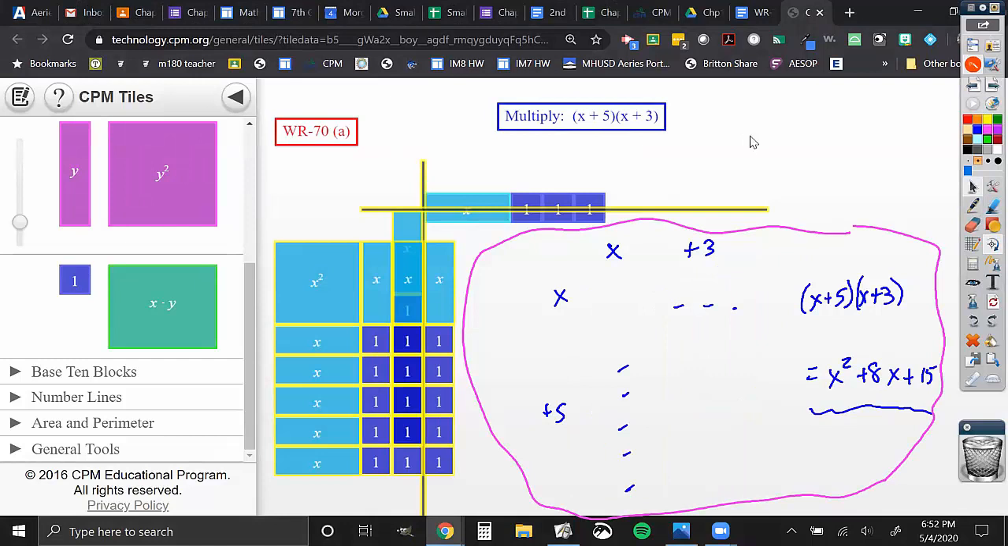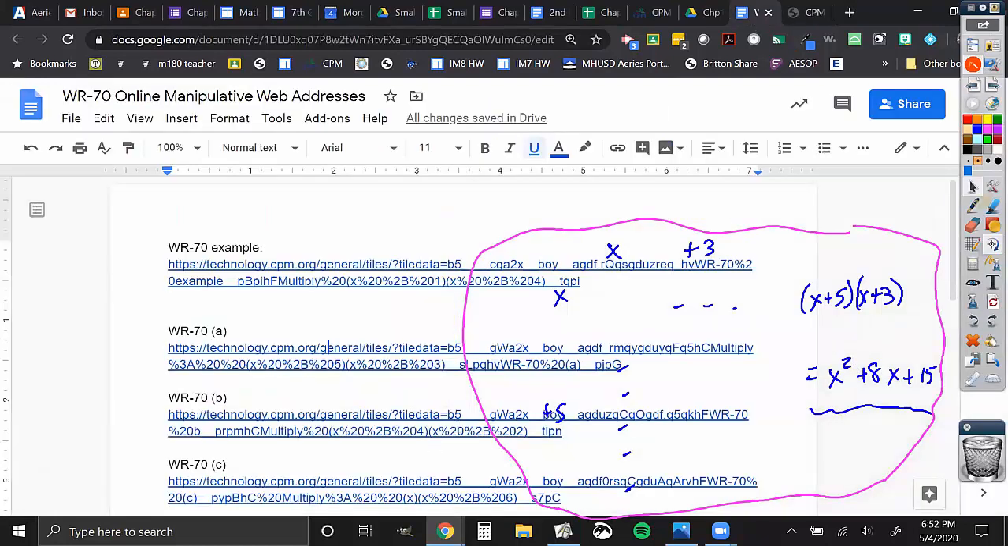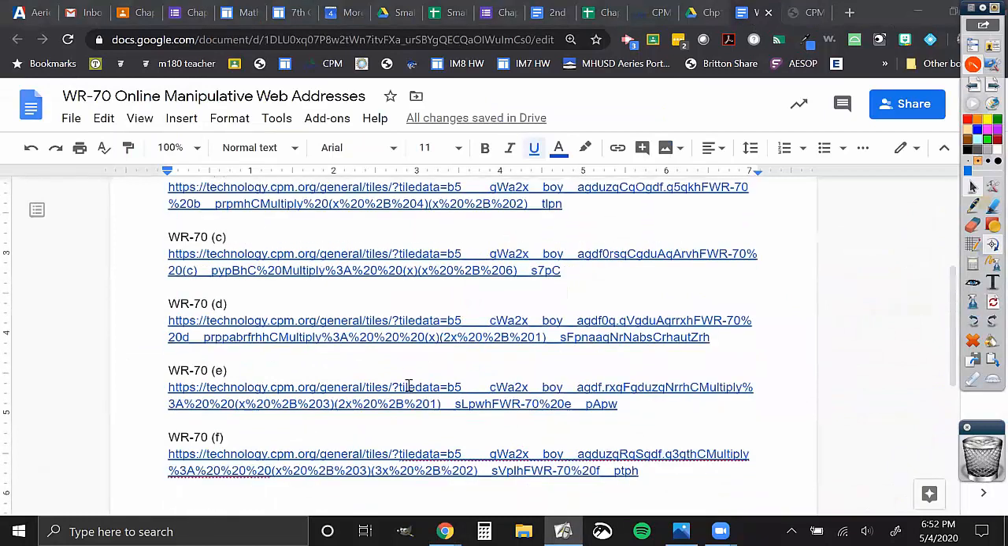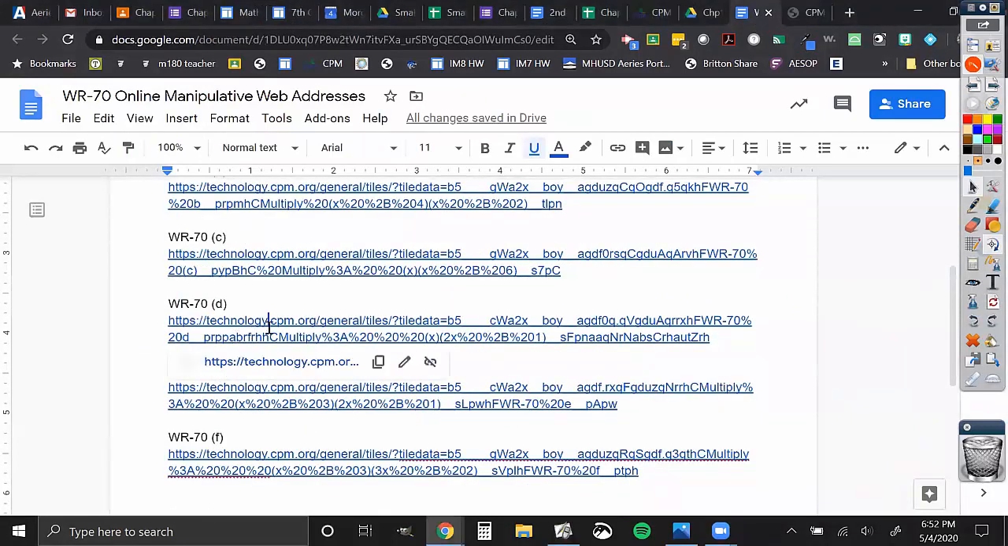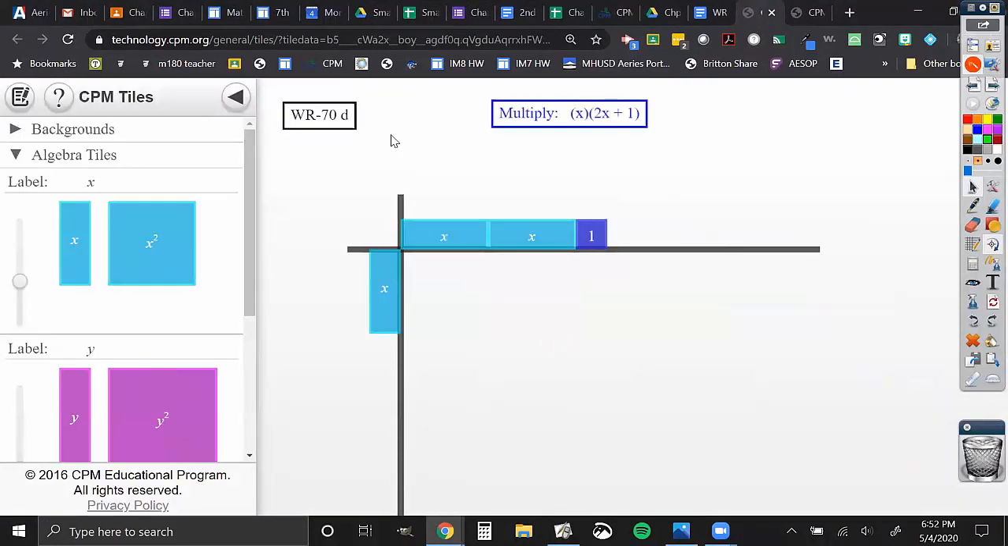I would like you to do that for the rest of the problems, B, C, D, E, and F. I will give you a couple of pointers. When you do problem D, when they ask you to do x times 2x plus 1, 2x plus 1 is 2 x's plus 1 this way. This x is just an x. There's nothing here. See how it's plus 0?